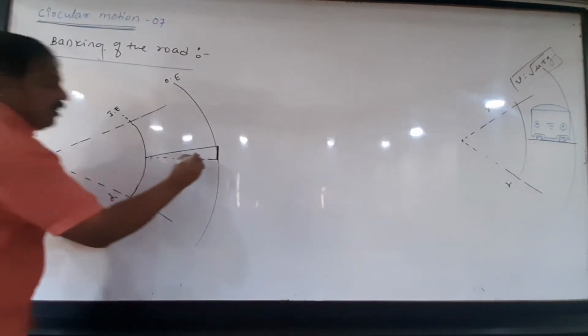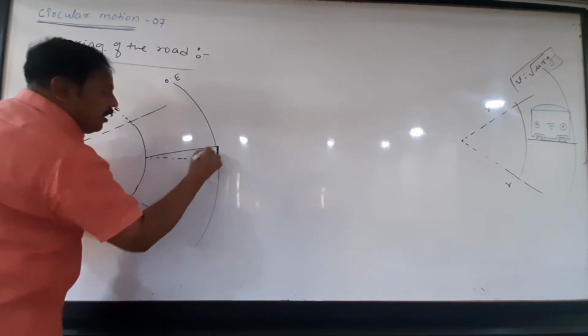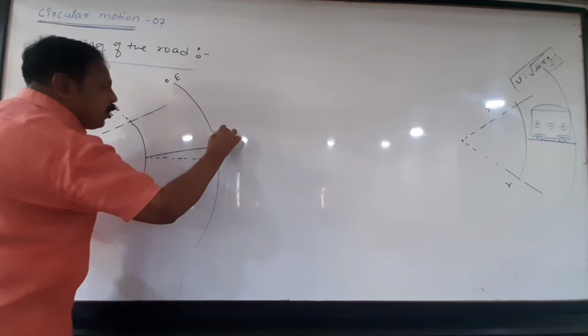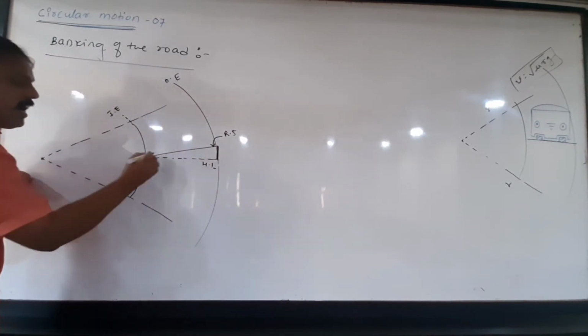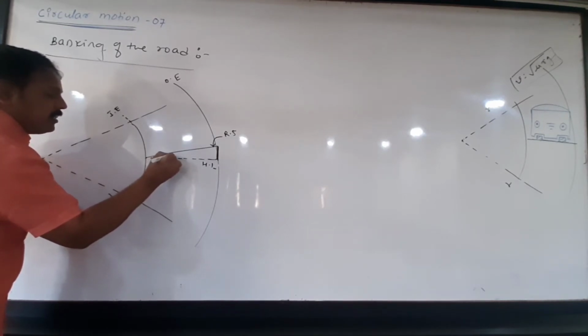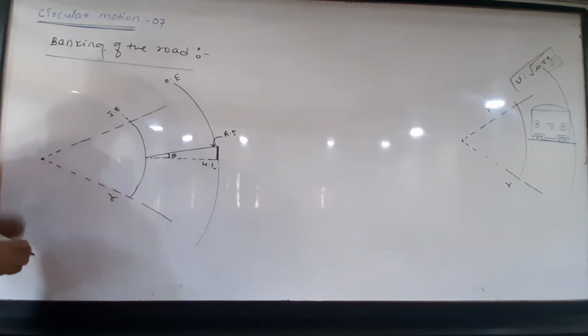And see here, this is the horizontal level, and what is this? This is nothing but the road surface. The angle made by that road surface with the horizontal level is called the angle of banking.